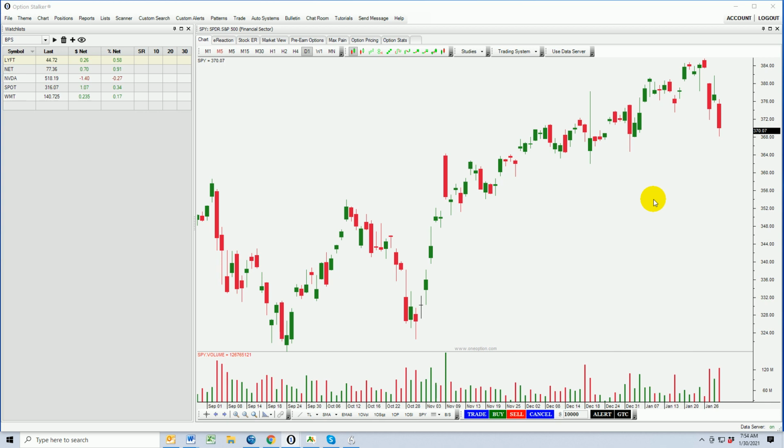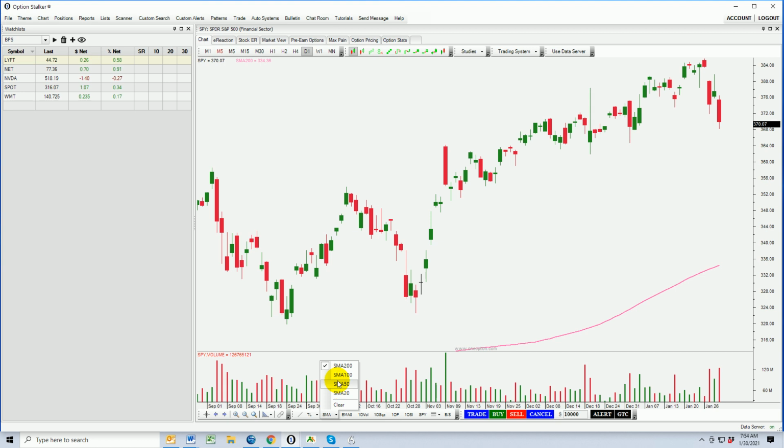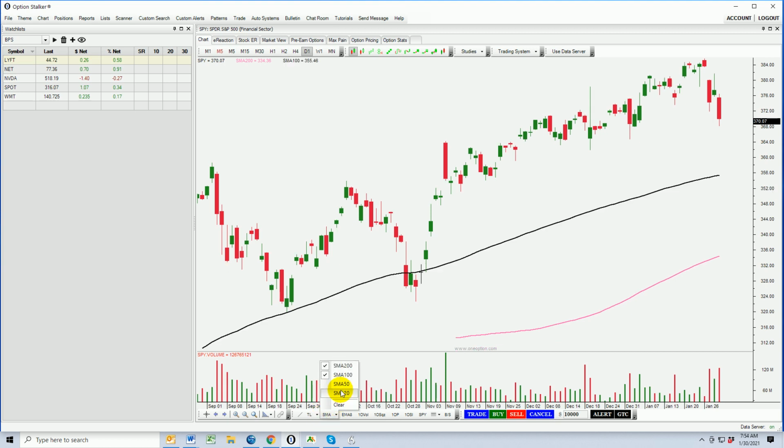Let's do some market analysis because, as you know from every single video that I do, everything starts with the market. So, first of all, we want to put up our major moving averages to see where they come into play. 200-day, 100-day, 50-day, all seemingly out of range. Although you can see the 50-day did come into play on Friday.